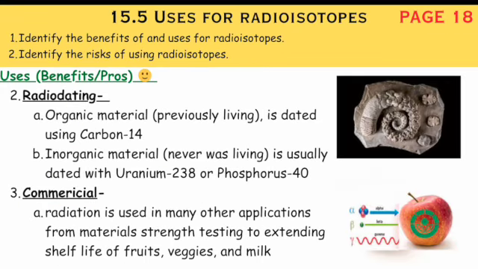The next benefit is radiodating. We can use the steady, unchangeable half-lives of isotopes, almost like a historical clock, but you have to pick the right radioisotopes for that job. For wooden tools or something like that, you would use carbon-14. But if you want to figure out how old a rock is or how old the Earth is, rocks were never alive. So for inorganic materials you would use things like uranium-238 or phosphorus-40. These have very long half-lives. It's able to be detected and we can figure out and date when that material was.